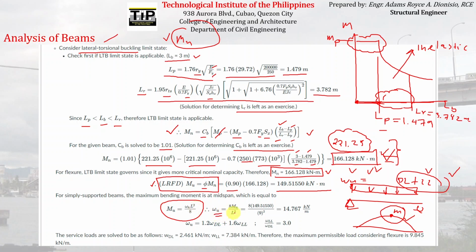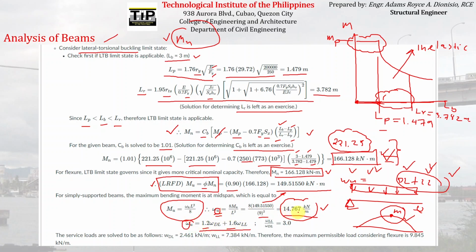Okay, so just substitute the magnitude of L, which is equal to 9. MU, we already computed that. So the corresponding answer is equal to 14.767. So that is the ultimate uniformly distributed load that will be produced by these corresponding values of dead load and live load. Although you have to take note that that is ultimate, meaning that is the uniformly distributed load resulted from summing up the magnitude of dead load and live load with the corresponding load combination factors 1.2 and 1.6.